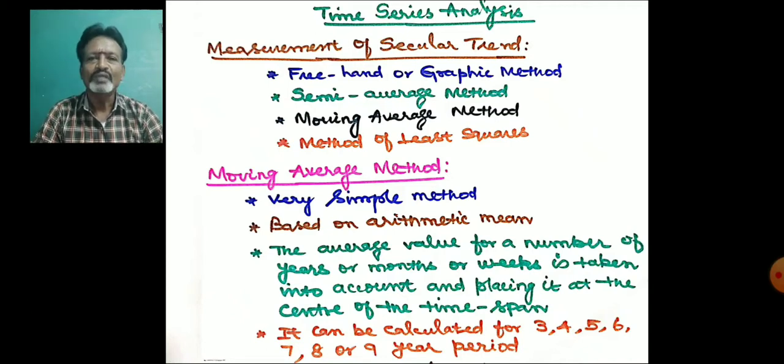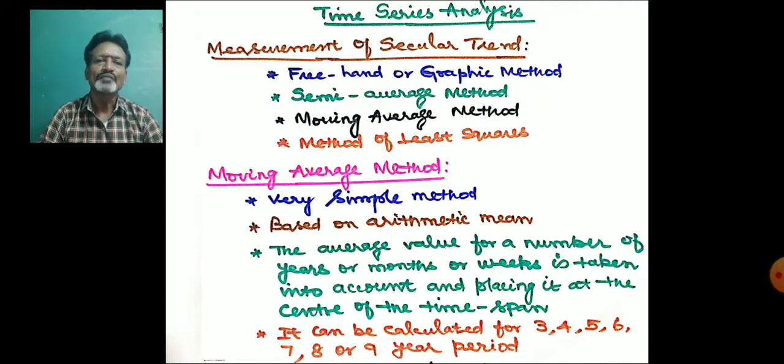Here, first you add the total of the first 3 years, and the total value should be written on the middle year. Then you leave the first year and take the next 3 years, that is the second, third and fourth year, take the total, and write it on the second year, that is, the middle year. In this manner we have to take the total of 3 years.